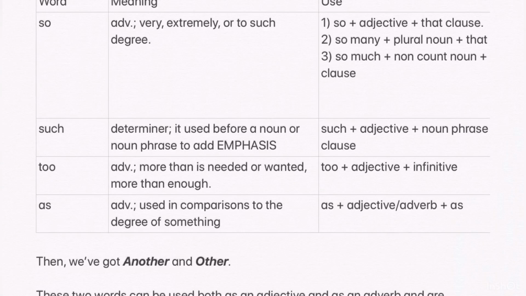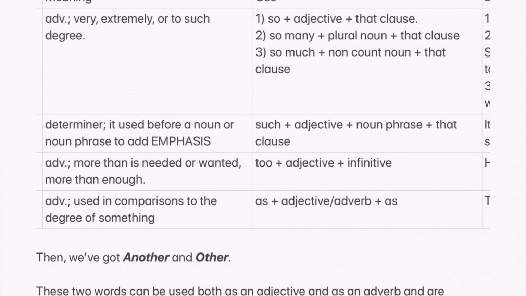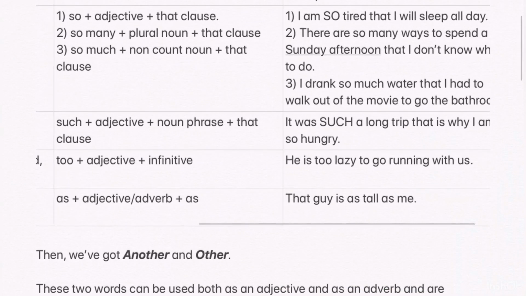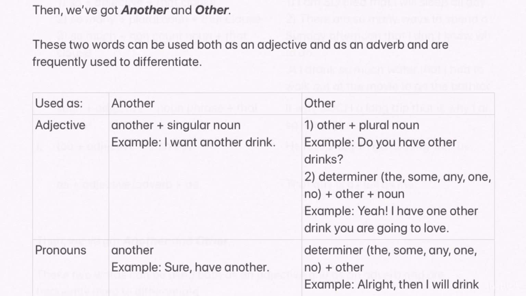Finally, we have as. It is used in comparisons to the degree of something. Es para comparar algo a tal punto de algo más. Como cuando decimos, eres tan bueno jugando fútbol como Diego Armando Maradona. Algo parecido así. But in English, we use as plus adjective or adverb and another as. Like this: That guy is as tall as me. Or that girl is as pretty as me. Stuff like that.